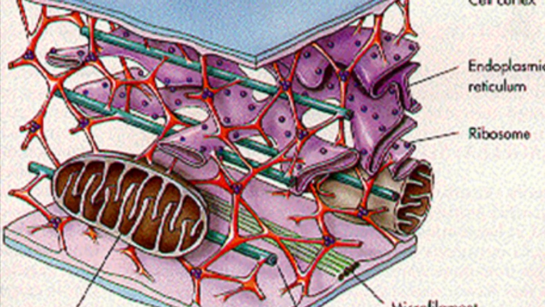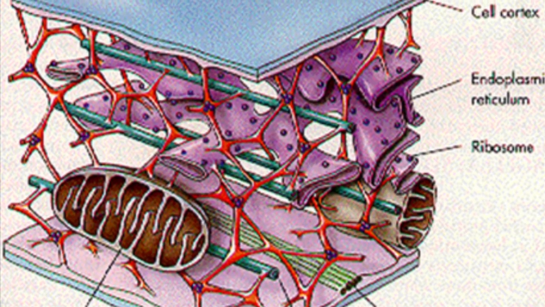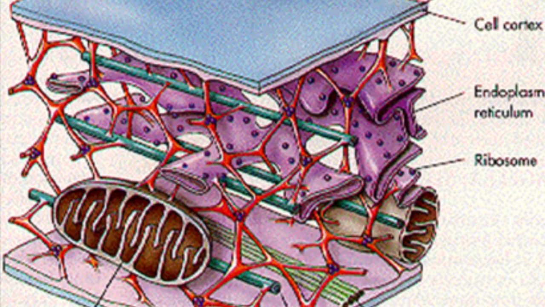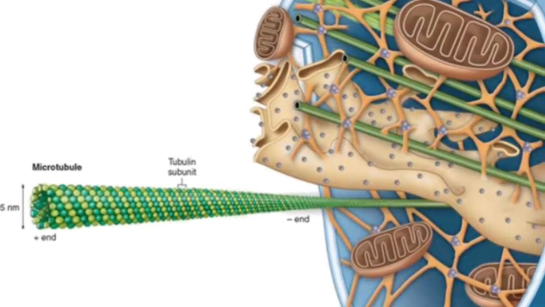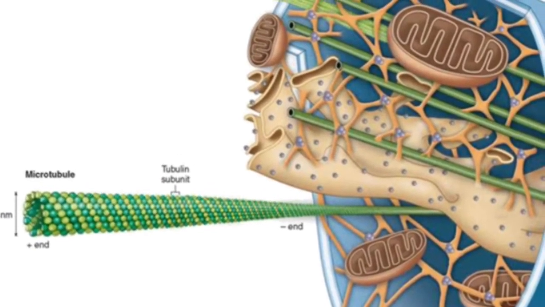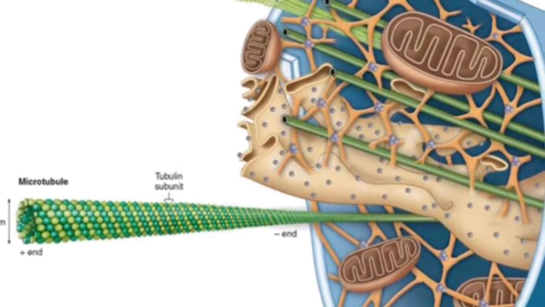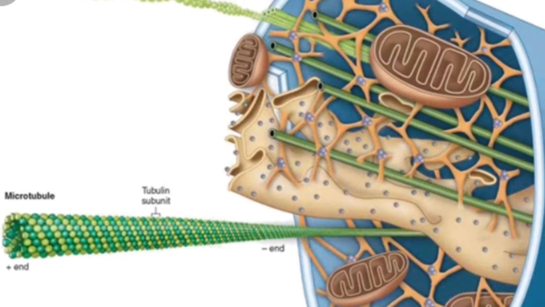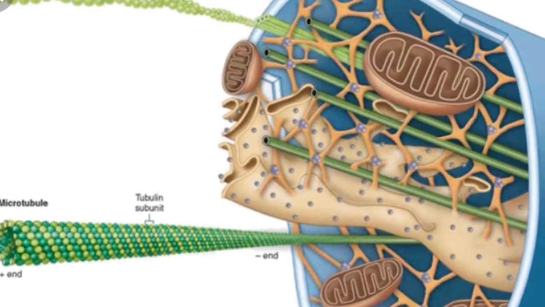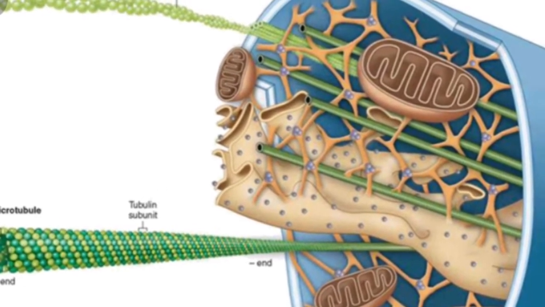Next, we will take a look at the cytoskeleton. The cytoskeleton provides structure and support for the cell along with movement. This holds the organelles in place. There are three main kinds of fibers that make up the cytoskeleton: the microtubules, intermediate filaments, and microfilaments. Microtubules are the thickest kind of fiber. Microfilaments are the thinnest, and intermediate filaments are in between in thickness.